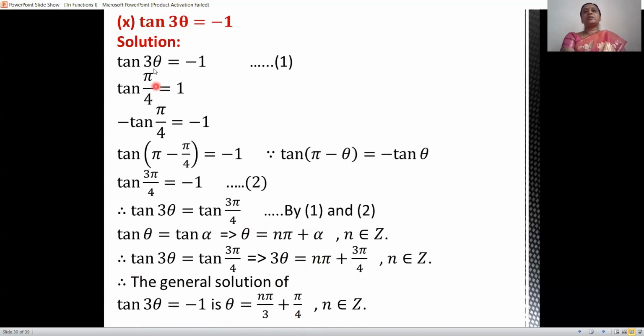It means if the functions are of the type 2 theta, 3 theta, you remember that in the last step, we have to divide the whole equation by the coefficient of theta. It means on the left hand side there should be only theta, that is, the coefficient of theta should be 1.